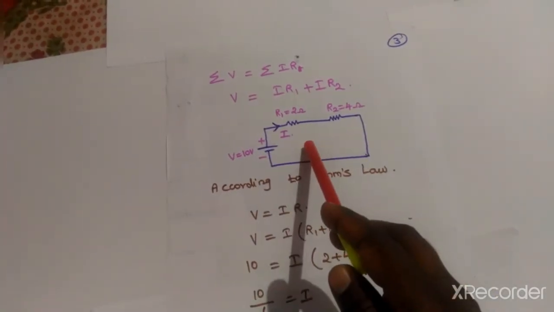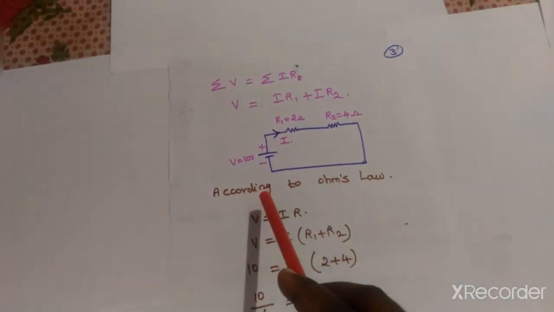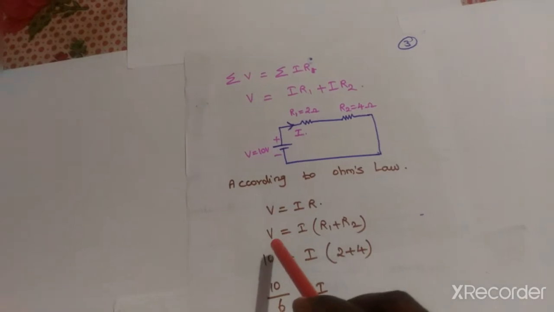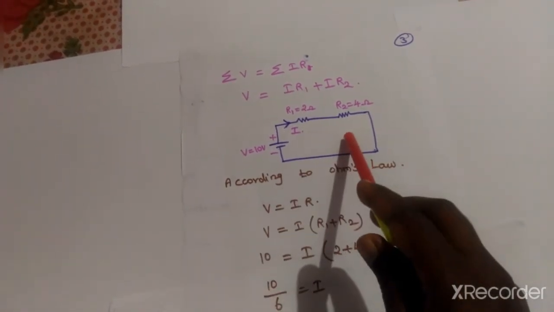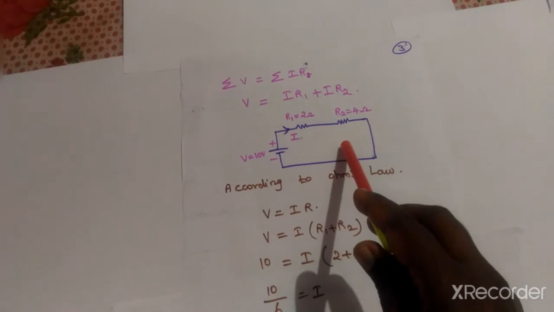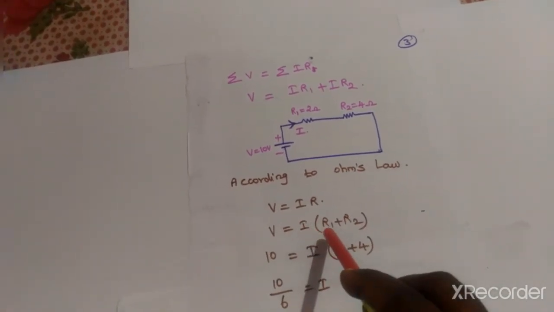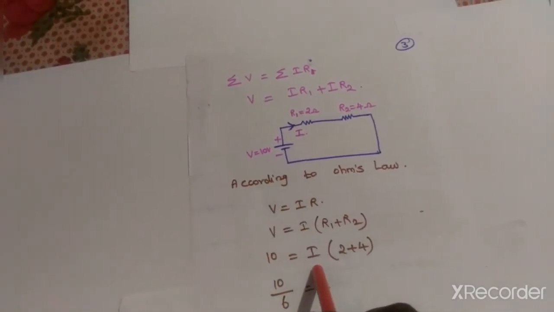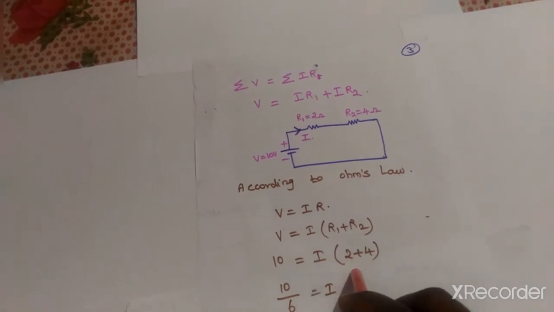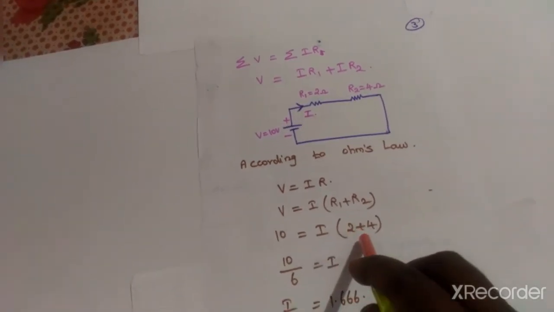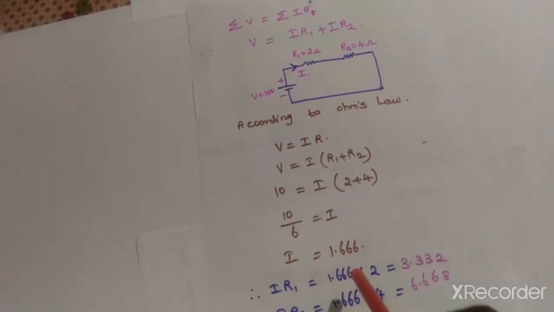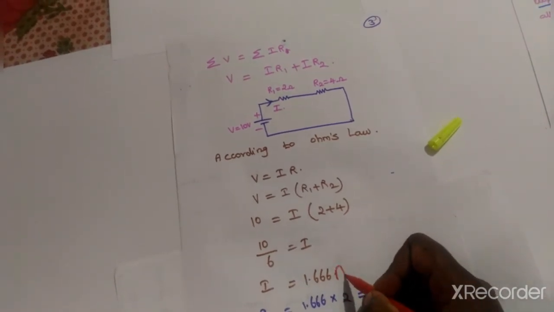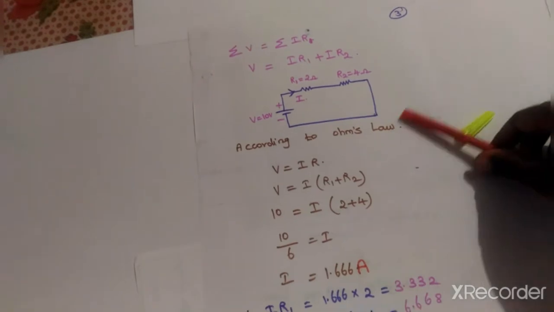Again, in this circuit we want to calculate the current flowing through the circuit, so we apply Ohm's law. We know Ohm's law, V is equal to I into R. Here there are two resistances, so V is equal to I into R1 plus R2. In the series combination of resistances, the current will be the same, so I is the common term. We know the applied voltage of this circuit is 10 volt, and I we want to find, and the resistance in that circuit is 2 plus 4, R1 is 2, R2 is 4. So finally I is equal to 1.66 amps. So the value of current in that circuit is 1.666 amps.